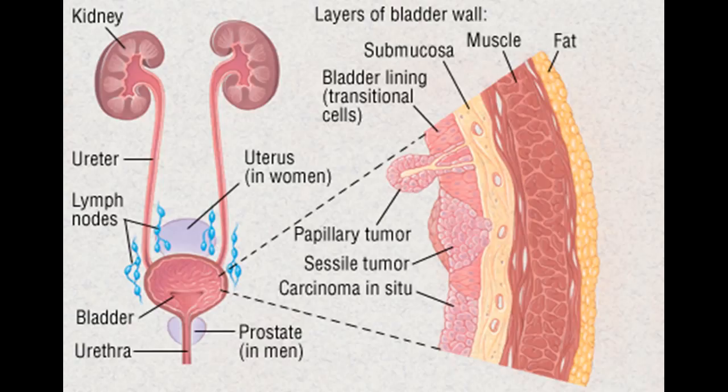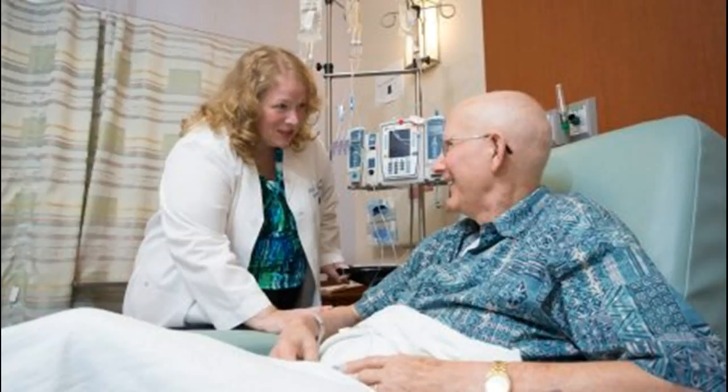Bladder cancer is a disease in which malignant, cancer, cells form in the tissues of the bladder. The bladder is a hollow organ in the lower part of the abdomen. It is shaped like a small balloon and has a muscular wall that allows it to get larger or smaller to store urine made by the kidneys.